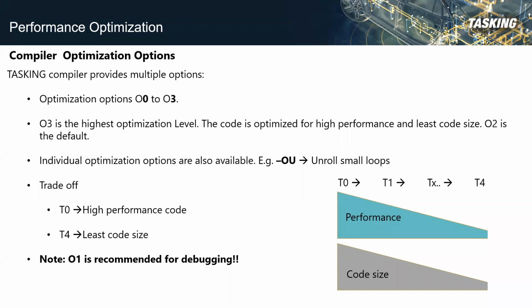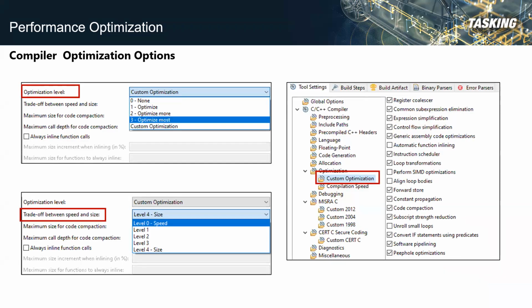But before going to this optimization with the trade-off factor, I will show you where you can select this optimization. You need to right click on your project and go to the properties, where you can see the optimization level. O0 is for none and O3 is the most optimized one. In the same way, below the optimization level, you can see the trade-off between speed and size, where level 0 is for speed and level 4 is for size.